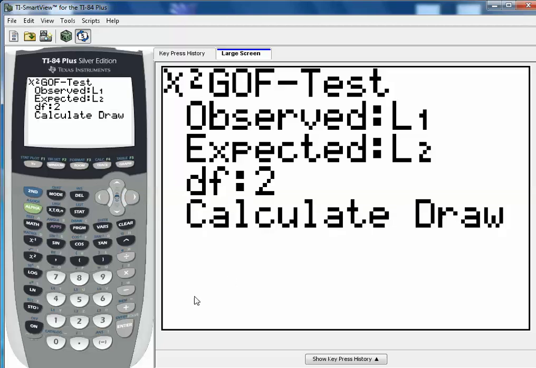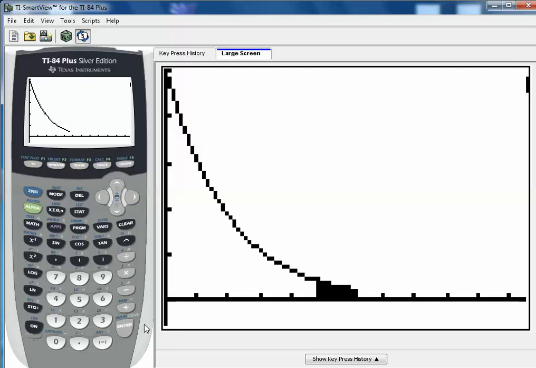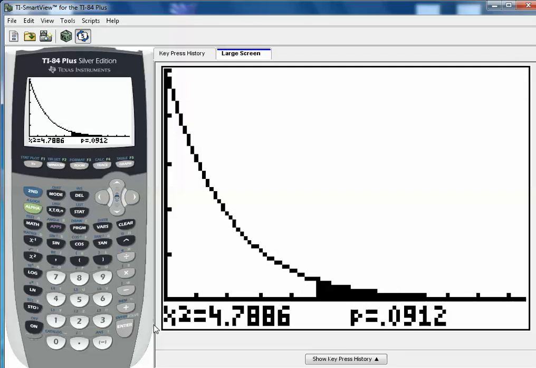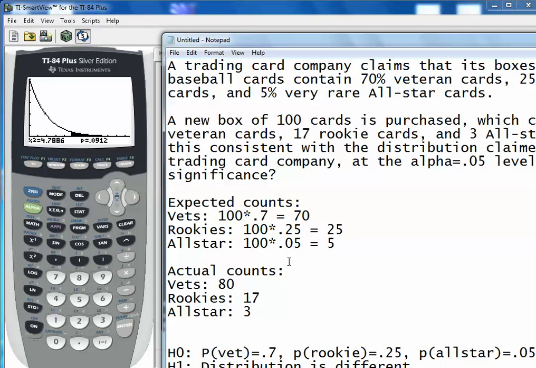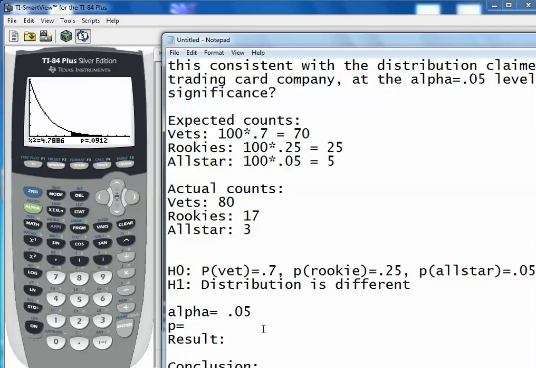You can use Calculate, but I like to do Draw. So there is our distribution. And notice it doesn't look a lot like a lot of the other distributions. It's skewed way in one direction. And our probability, which is what we care about, is 0.091. So this P is 0.091.